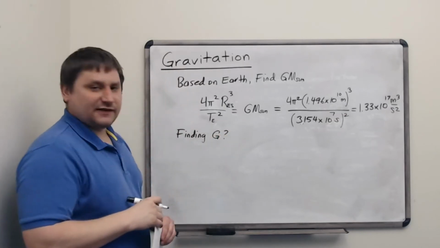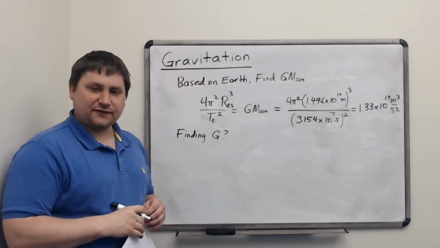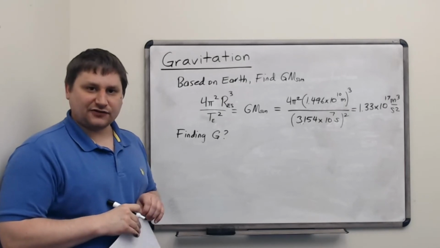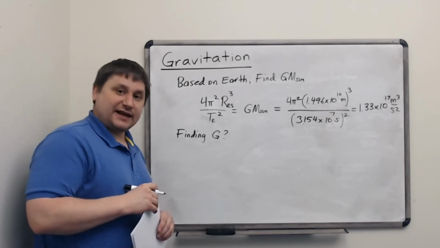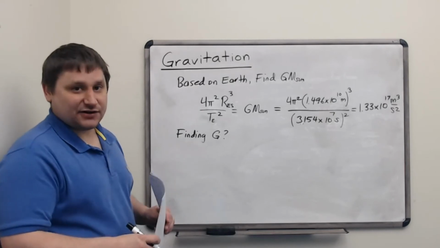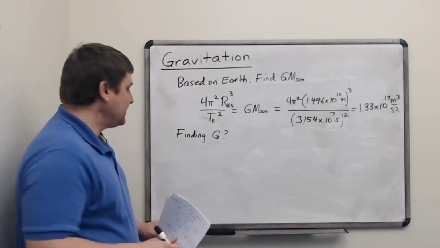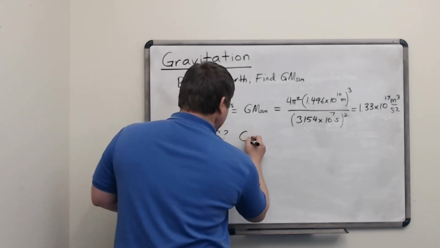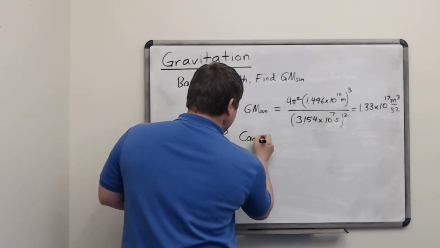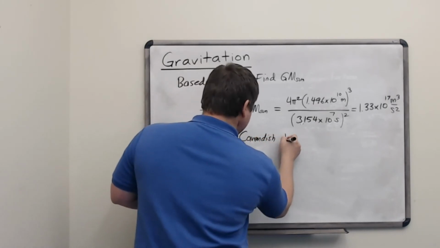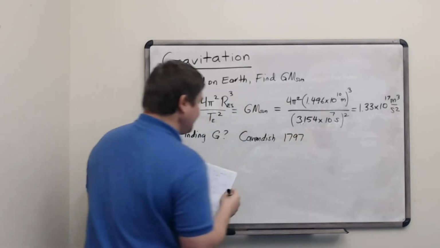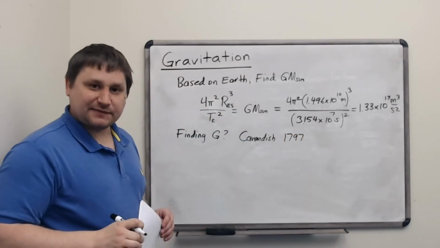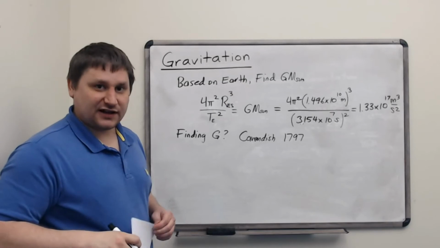Now let's move on to this question of, is there a way to find out the value of the universal gravitational constant explicitly? And the answer is yes, but we have to do a very sensitive experiment. This experiment was first done by the English scientist Henry Cavendish in the year 1797. It's a famous experiment in physics called the Cavendish Experiment.